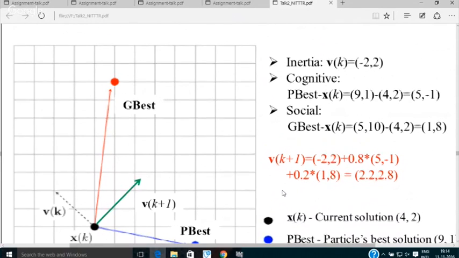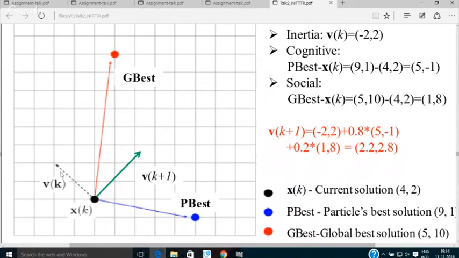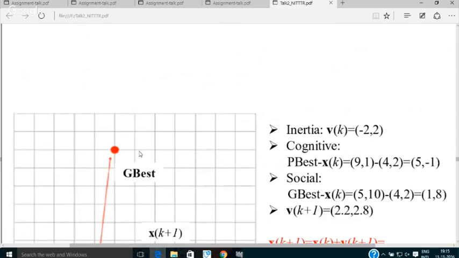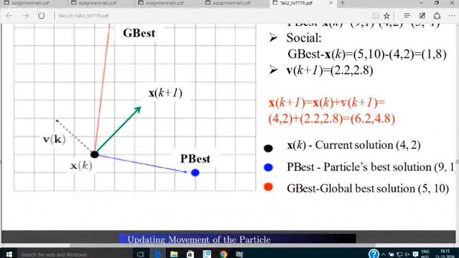So graphically, what is the meaning of this? Initially you are moving from this to this, that is from the minus 2,2. Now your new position is 2.2, 2.8. So on the x-axis you are moving to this point. Your target is here. Remember that. Starting from this point, now you are here. So the updated position is the previous position 4,2 plus the new velocity, giving 6.2 and 4.8. This is my new updated solution.